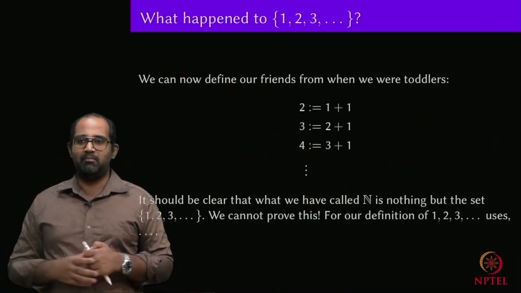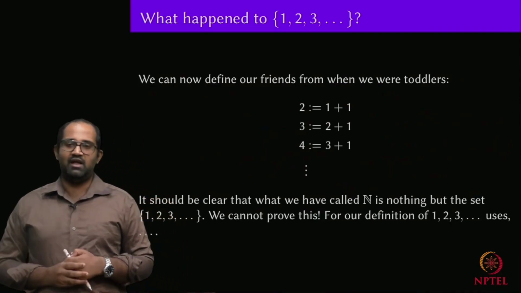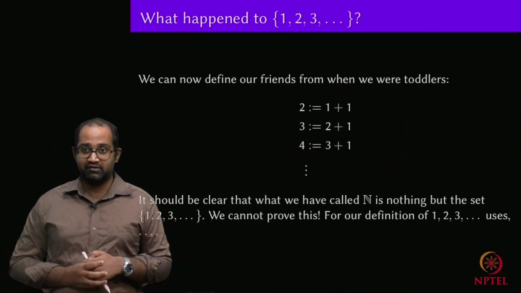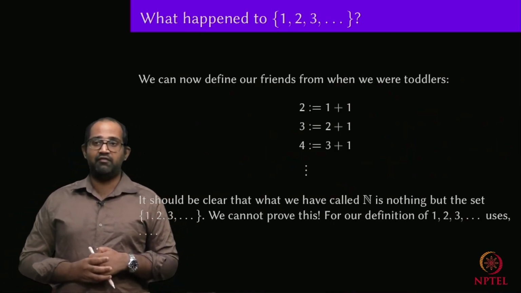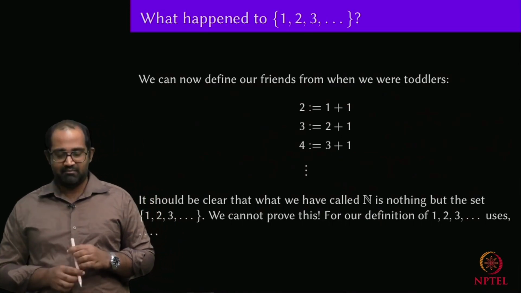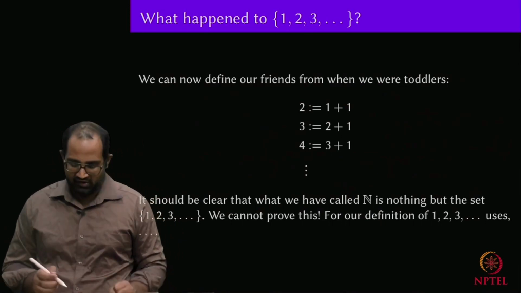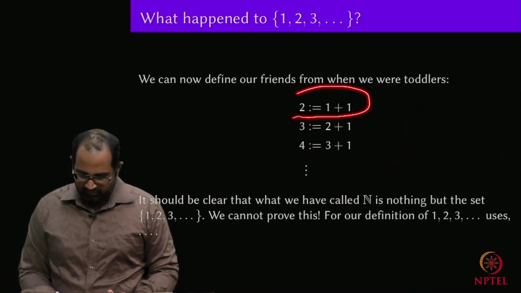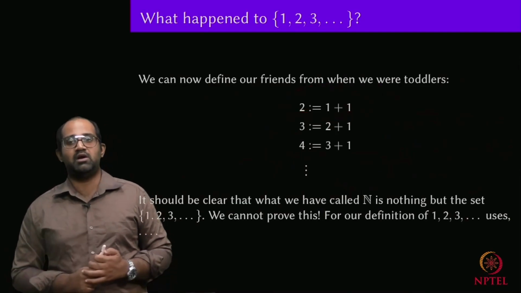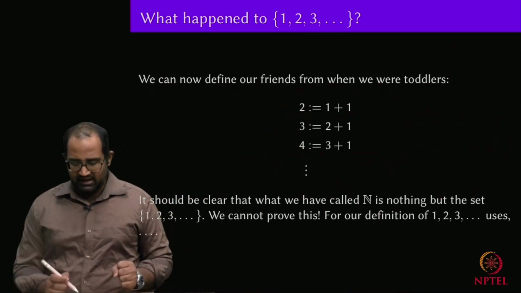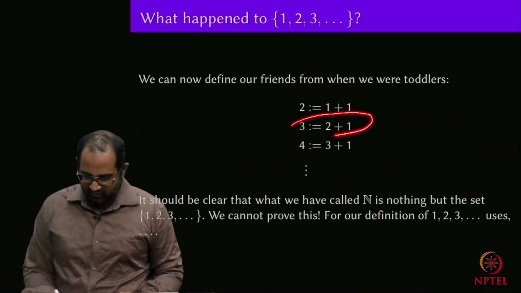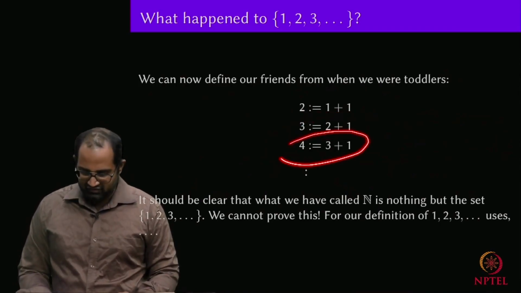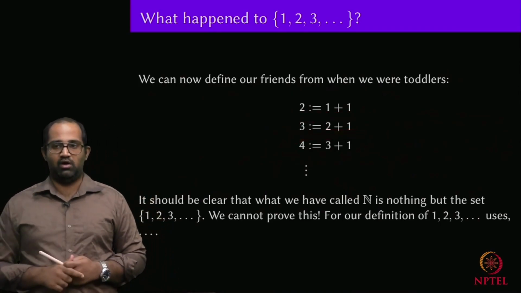Okay. Now coming back to our dear old 1, 2, 3, dot dot dot. What happened to them? We completely forgot about them. We are in an abstract set Z which satisfies some properties. Where have 1, 2, 3 gone? Well, we can bring them back. We can reintroduce our friends from our toddler age. 2 is by definition nothing but 1 plus 1. And 3 is by definition 2 plus 1. And 4 is by definition 3 plus 1 and so on.